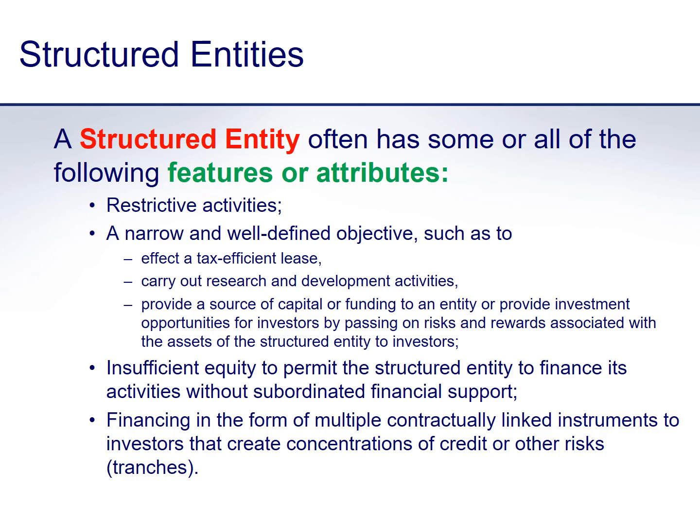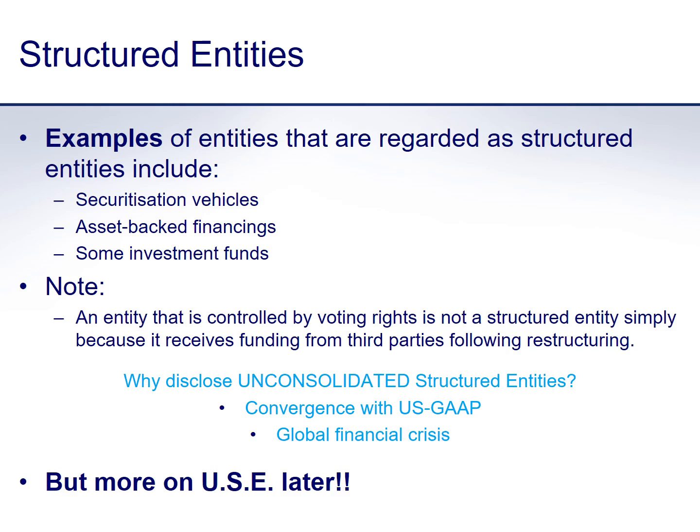Usually, a structured entity has insufficient equity to permit it to finance its activities without support, and often the financing is in the form of multiple contractually linked instruments to investors that create concentrations of credit or other risks. It's important to note that a structured entity doesn't have to have all of these features or attributes, but these are typical examples of structured entities. Examples where structured entities are found are securitization vehicles, asset-backed financing, and some investment funds.